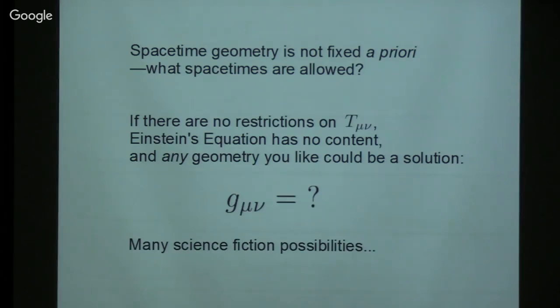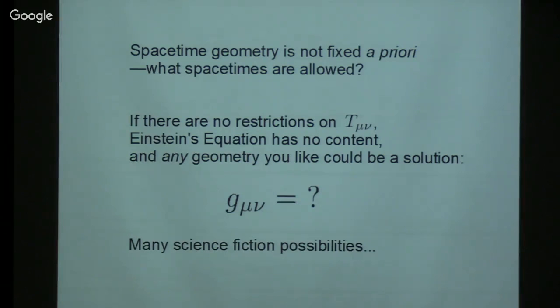What's impossible? And now we come to this interesting fact, which is if the stress-energy tensor doesn't have any restrictions, then Einstein's equation doesn't actually have any content, because you could just write down any metric you like, just invent something with whatever sick imagination you have, and just solve for the stress-energy tensor, and that will be a solution to Einstein's equation.